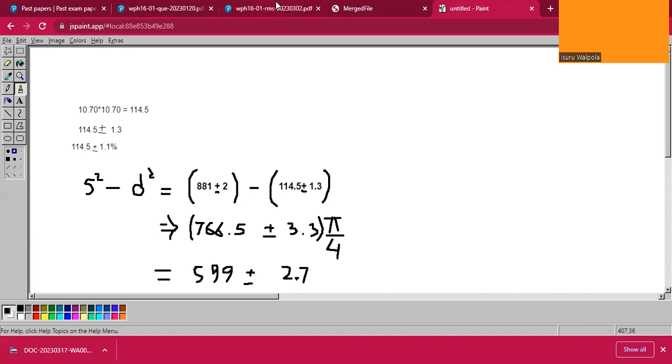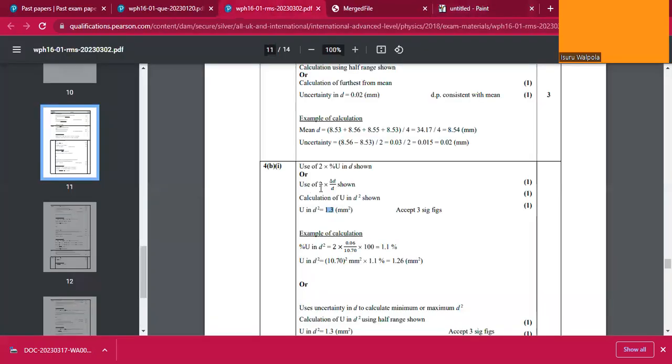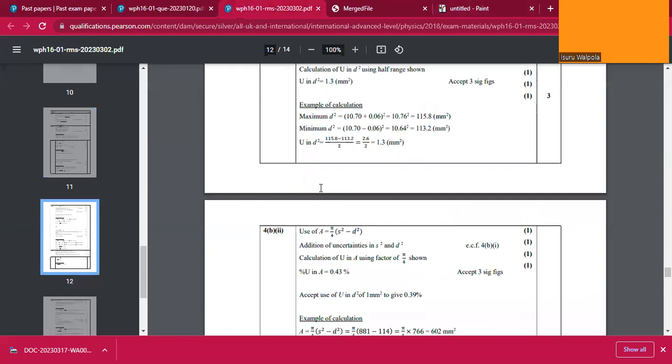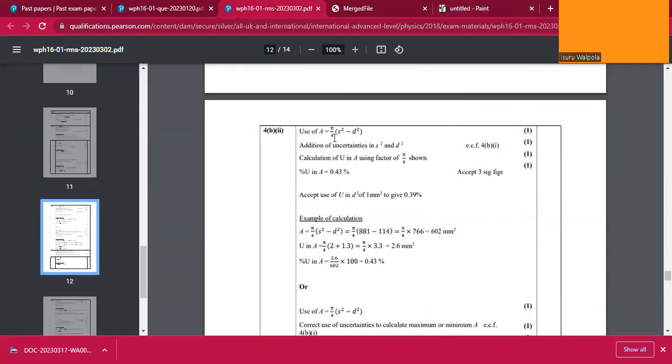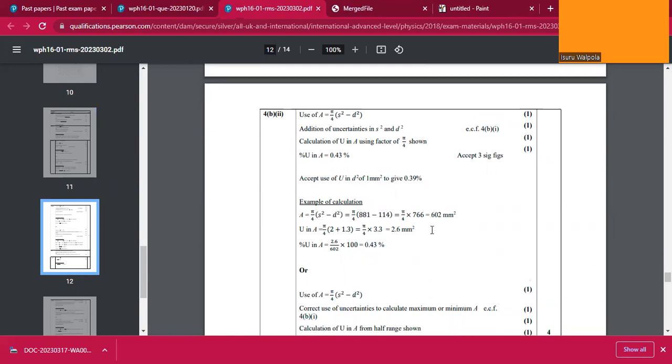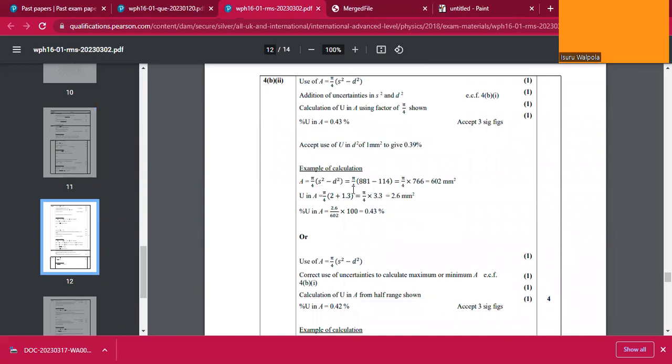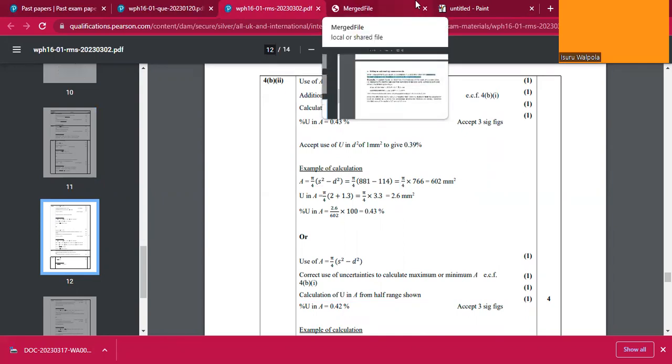Let's check with the mark scheme how far it agrees. This was done in class as well. Anyway, addition of uncertainties of this, cool, because it's subtraction. Calculation of uncertainty A using the factor of pi by 4. Now look at this, the same way that we described, of course. Oh, is it 602? Pi by 4 into 766.